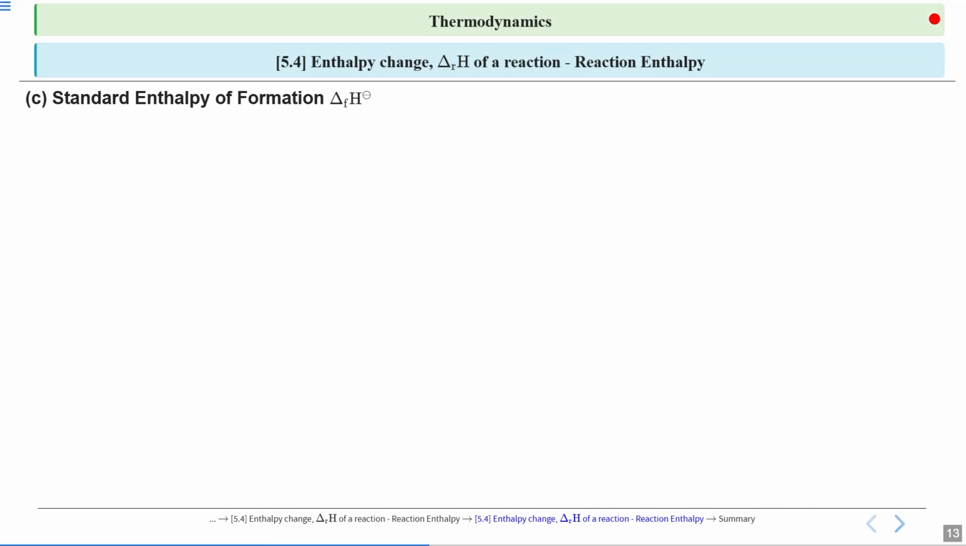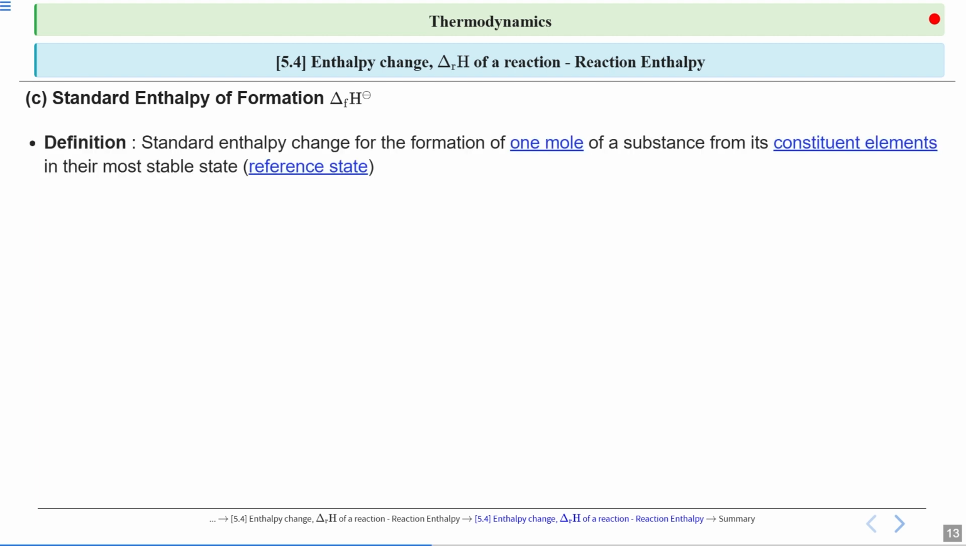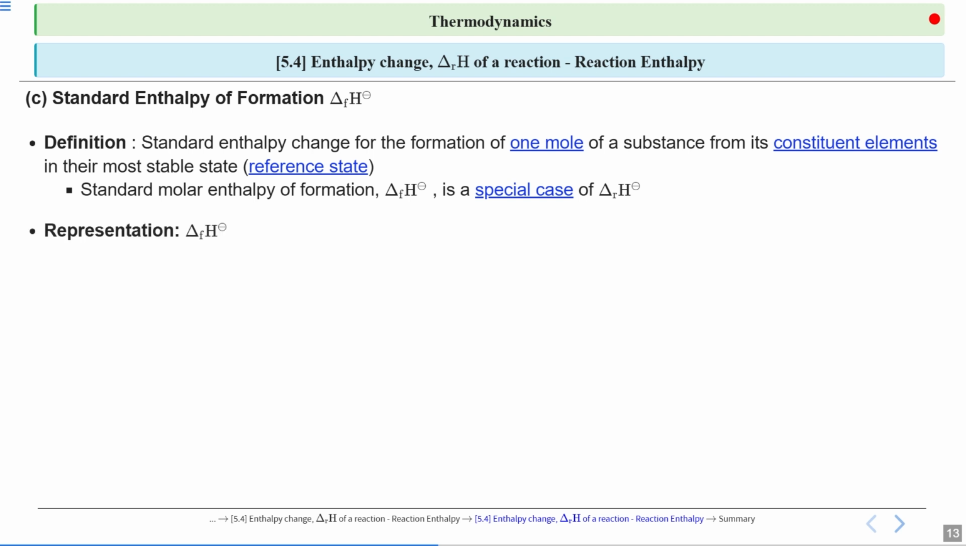Now, moving on to the second very important factor, which is standard enthalpy of formation. What is standard enthalpy of formation? It is the standard enthalpy change when forming 1 mole of a substance from its constituent elements, and those constituent elements should be present in the stable state, known as the reference state. Let us try to understand the same. An important note before moving further: standard enthalpy of formation is nothing but your standard enthalpy of reaction, simply. It is represented by delta f H naught.